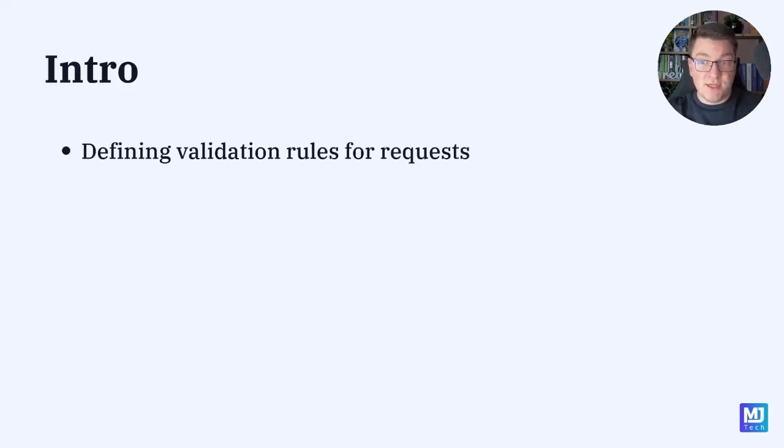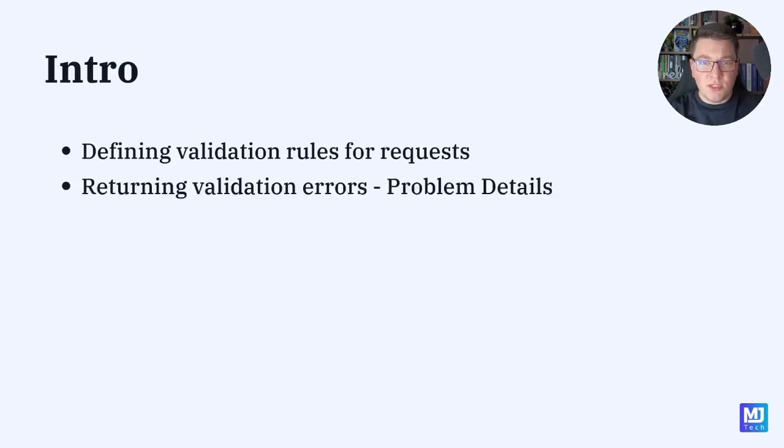The first one is defining our validation rules for the incoming requests. I'll show you a couple of alternatives. Some are built into ASP.NET Core, and some are available through external libraries. Secondly, we're going to see how we can standardize returning our validation errors back to our API clients using the problem details standard. But what is problem details?